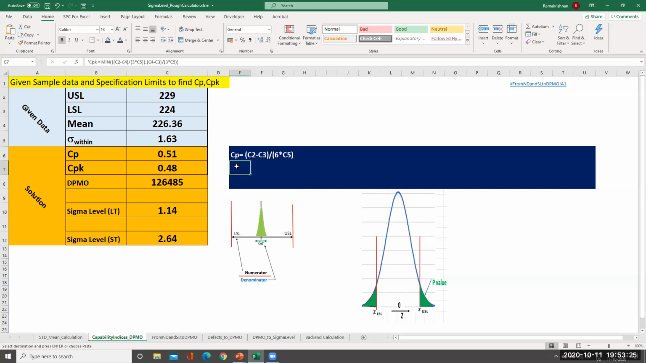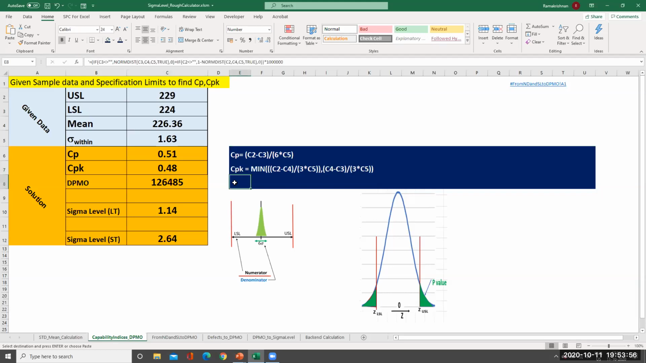And similarly here, CPK is the minimum of the two values. Minimum of C2 minus C4 by 3 sigma, where C5 is sigma, C4 is mean, C2 is USL, or C4 minus C3 by 3 sigma, where C5 is the sigma value, C3 is LSL, C4 is mean. Right? So the minimum of these two values, I have copied it here. Please note, the left hand side of the formula should not be copied. Only the right hand side of the equation should be copied and pasted here in this C7 cell.